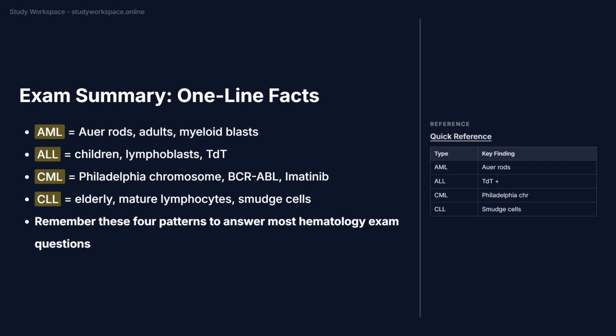To summarize, remember these one-line examination facts. AML equals Auer rods, adults, and myeloid blasts. ALL equals children, lymphoblasts, and TdT. CML equals Philadelphia chromosome, BCR-ABL, and Imatinib. CLL equals elderly patients, mature lymphocytes, and smudge cells. If you can remember these four patterns, you'll be able to answer most undergraduate hematology examination questions with confidence.